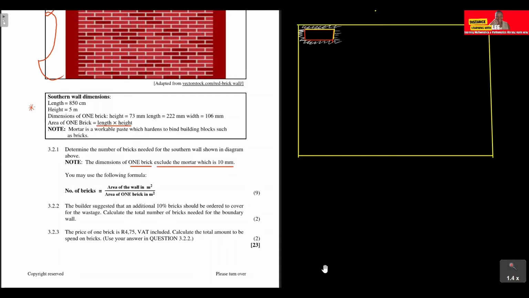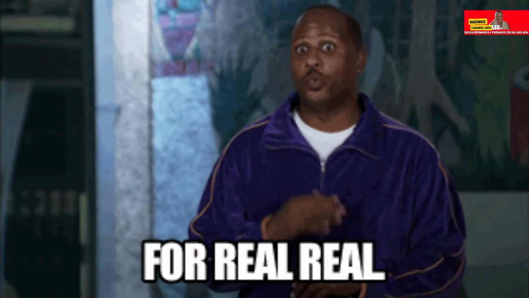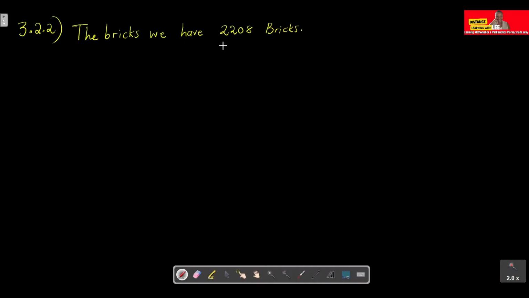All that we can do here, this is question 3.2.2. To determine how many more bricks we will need, you can still use the method that I always emphasize on my channel. I've been saying, if you get this method, you can do any question when it comes to mathematical literacy. So already we know that we've got 2,208 bricks. Use that full value, don't use the value that contains your decimals.